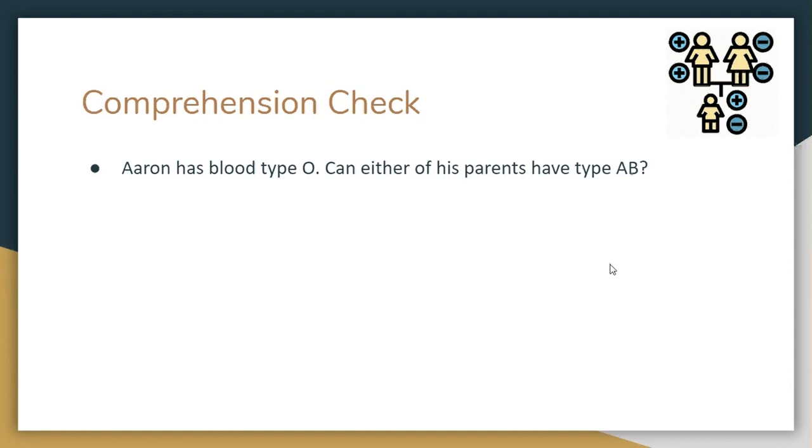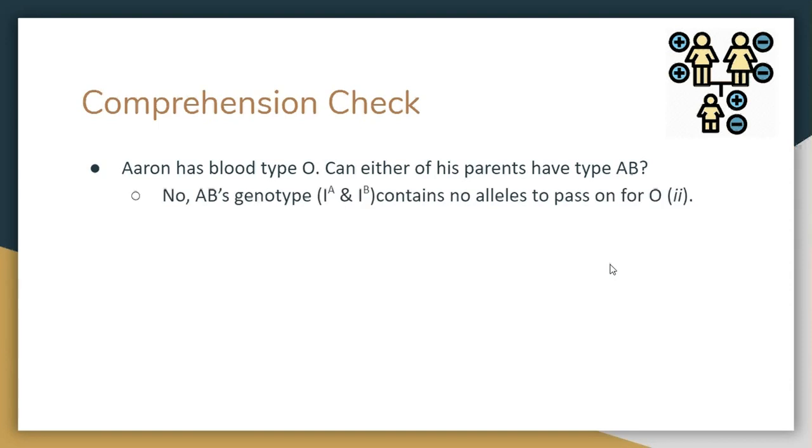Think about what is the genotype for AB. You can't have a recessive i because AB is a codominant A and B. With no room for a lowercase i, there would be no O alleles to pass on. So Aaron could not have parents with type AB. You could actually know that if you're able to know his blood type's O.